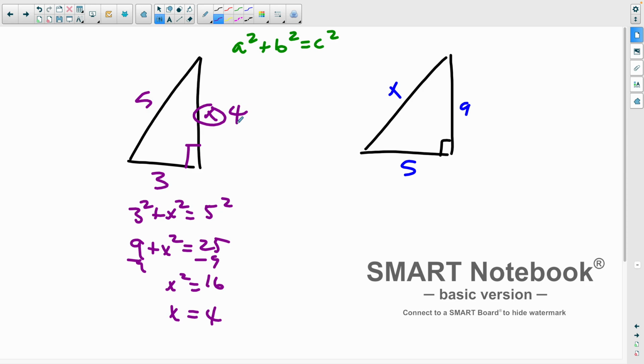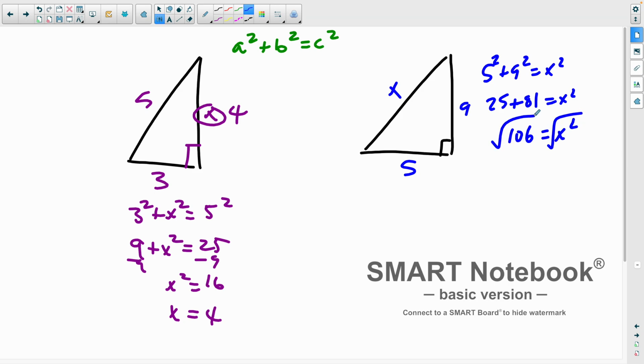If I go over on this one, what's my c value? The x in this case. So 5 squared plus 9 squared equals x squared. So that gives me 25 plus 81 equals x squared. I believe that's 106. And I'll have to take the square root. I don't know the square root of 106. What's the square root of 100? 10. So it's going to be 10 point something or another. I can put it in my calculator. I can go get that if I need to.